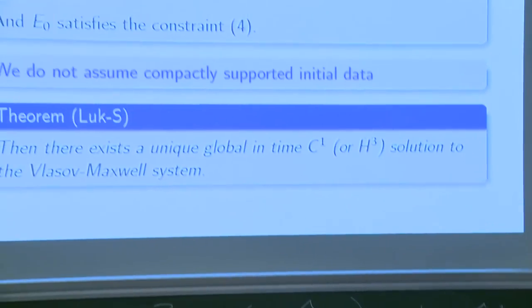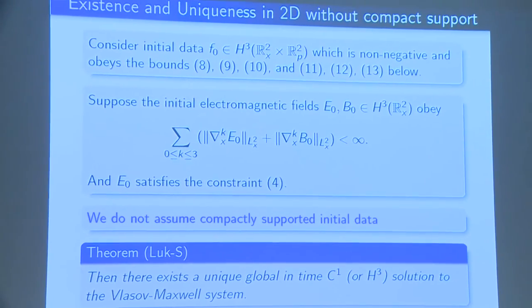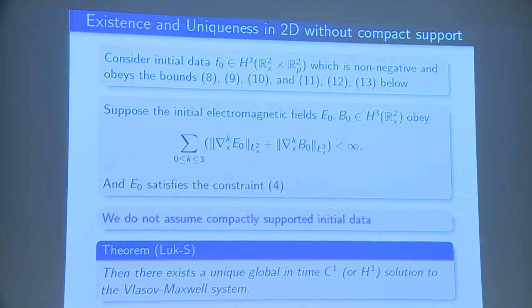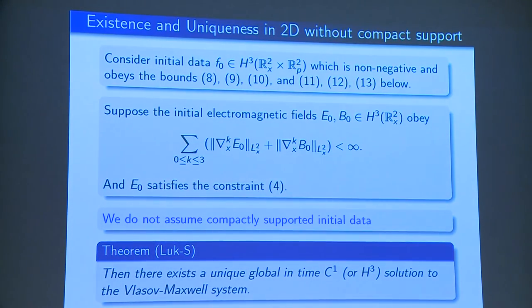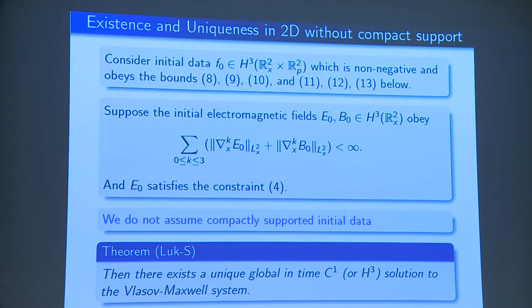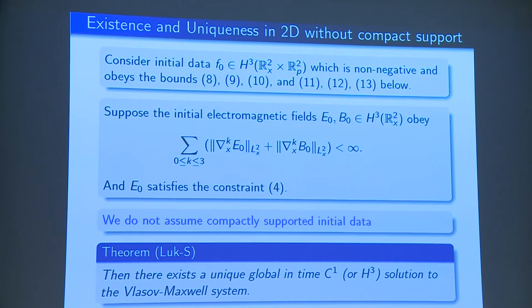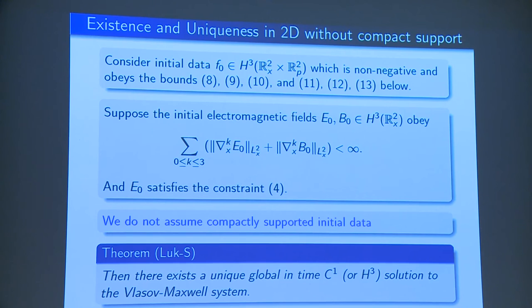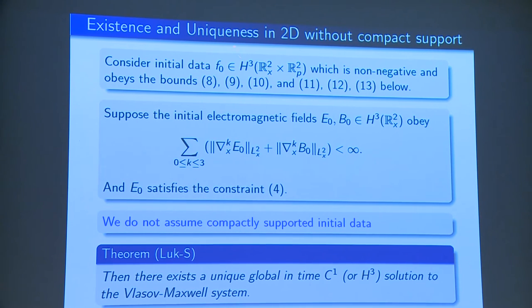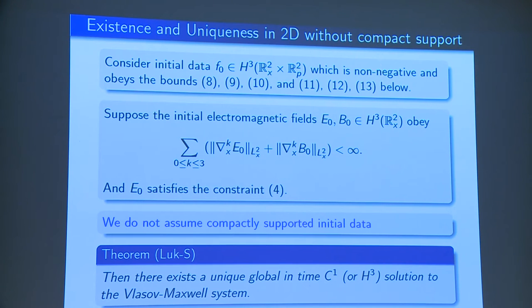Okay, so one of our goals was to prove existence and uniqueness in 2D without compact support. This is the first theorem that I'm telling you about. We switched from C^k spaces to Sobolev spaces, and you consider initial data F0 in the Sobolev space H3, which is non-negative and obeys a bunch of bounds on the next slide. Don't worry about it yet.